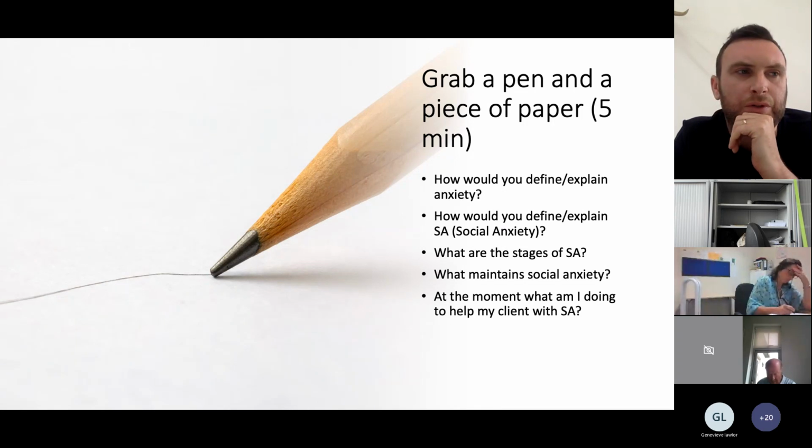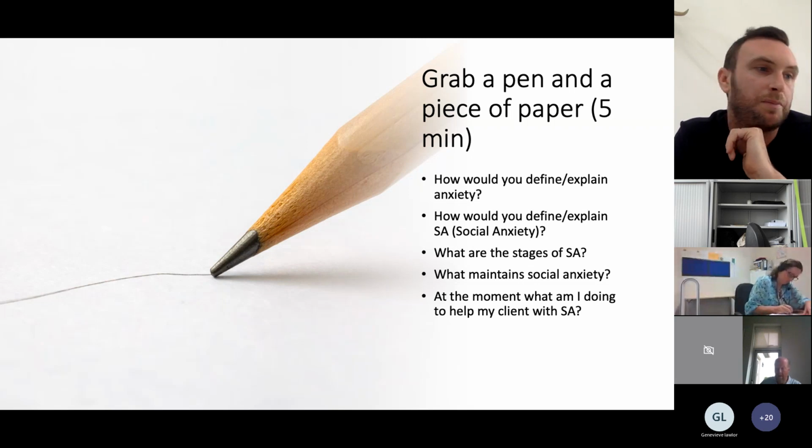And the last two questions I want you to have a quick think about are, what do you think maintains it? As in, how do people still present with the symptoms despite the fact that we're all surrounded by people all the time? And at the moment, if I have a client who has social anxiety, what am I doing to help them at the moment? So just take some time and think about those questions.